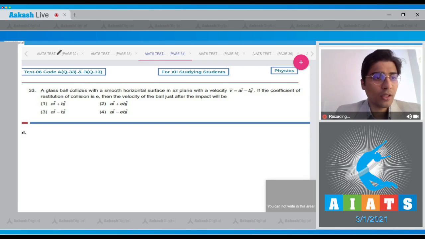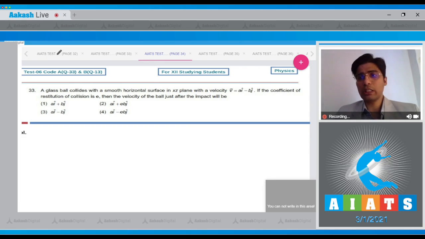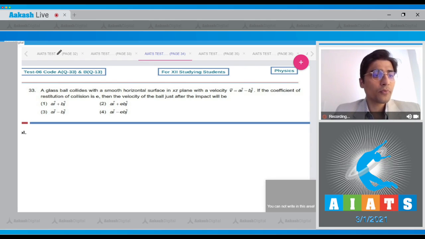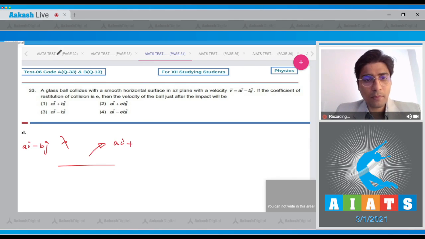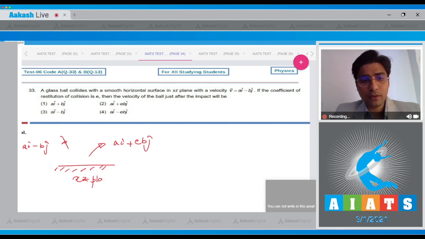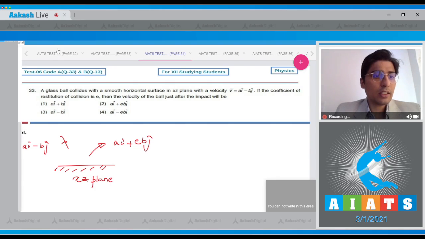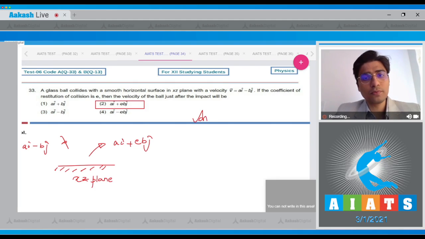Dear student, in this question, the velocity component which is perpendicular or normal to the impact surface will reverse in direction. So if this is the surface and this is the initial velocity, that is given as a i cap minus b j cap, the final velocity will become a i cap plus e b j cap, that is the j component gets reversed. This is the given xz plane, and we can see that the correct answer for this question therefore should be option number 2.